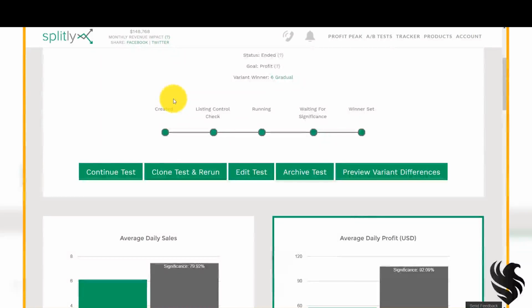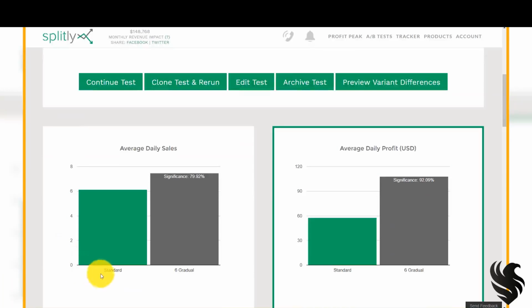Now this one, the goal was also profit. In this listing, I had multiple products in the main image. I had a standard picture of them, and then I also had a gradual picture where they kind of increase in size in the image. So I wanted to split test the main image.